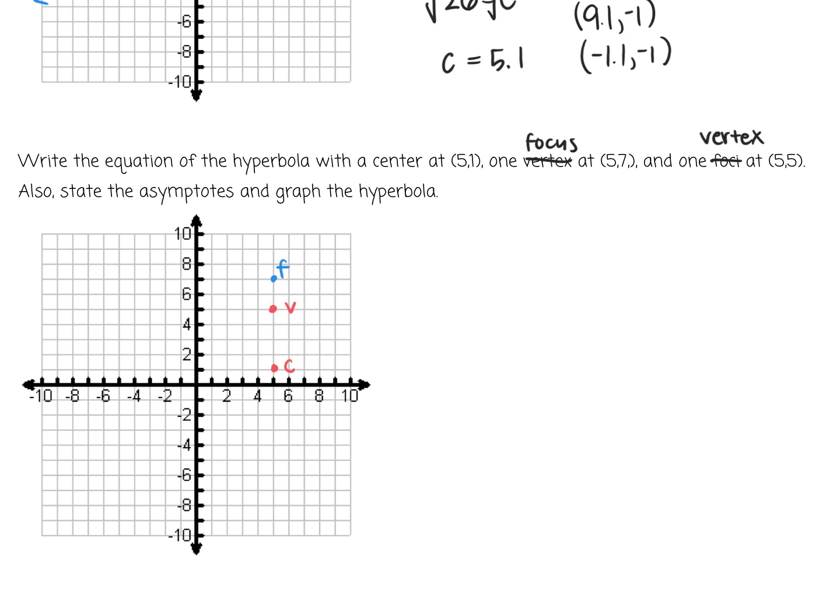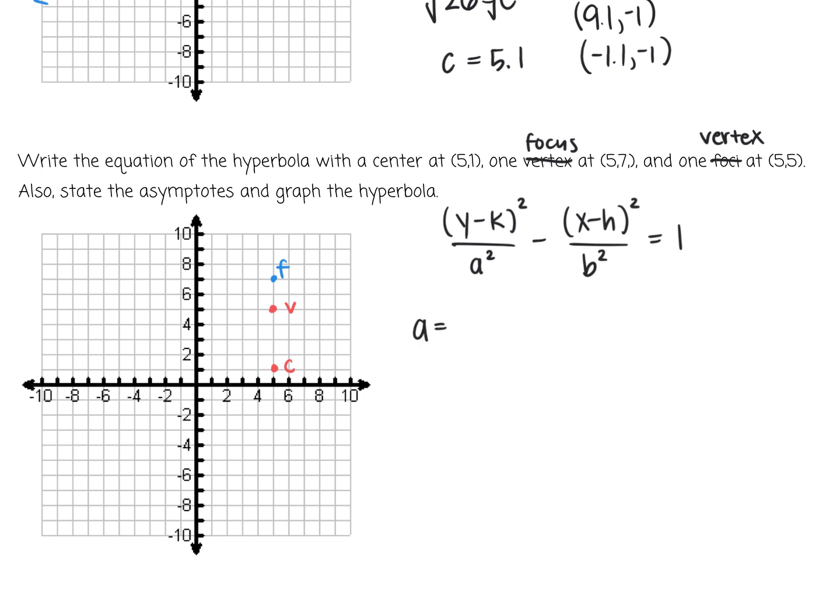So wherever your vertex is in relation to your center tells you which axis is your major axis. So because my vertex is above my center, my major axis is the y-axis, which means I'm going to be using the equation (y - k)^2 over a^2 minus (x - h)^2 over b^2 equals 1. And I already have a and c, so the only thing left to do in order to graph it is to find b. And then that way I can also write the equation.